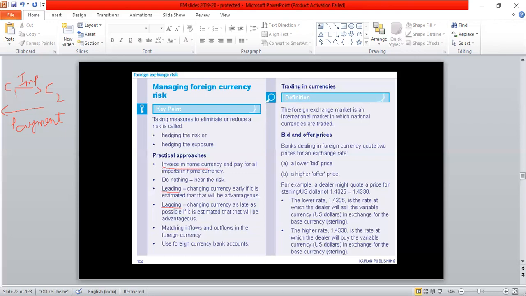Now, what is the procedure of trading in currencies? Trading in currencies, definition: the foreign exchange market is an international market in which national currencies are traded. Trading is not only in case of shares and bonds. Trading also happens with foreign currencies. So there is a market wherein the national currencies are traded, which is called the foreign exchange market.